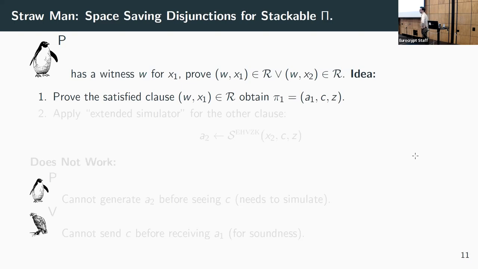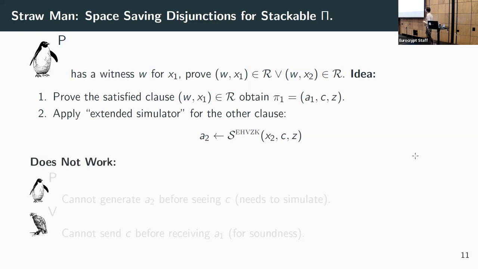So here's the overall idea that doesn't quite work yet. There's some piece missing. Suppose that we have a prover who has a witness, and you want to prove that the witness for the first statement is in the relation, or the witness for the second statement is in the relation. The idea is that he proves the satisfied clause using his witness. He somehow obtains a transcript for the satisfied clause. And then he applies the extended simulator for the other clause using the same last round message. So he has the same challenge, the same last round message, and two different first round messages.